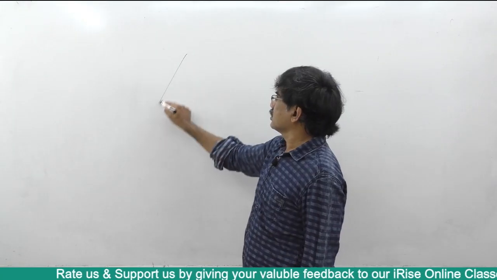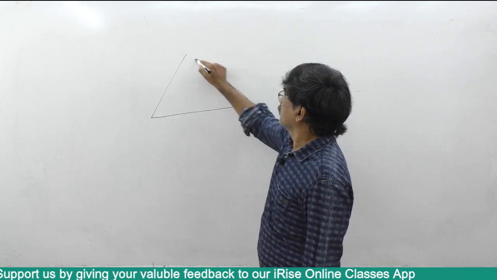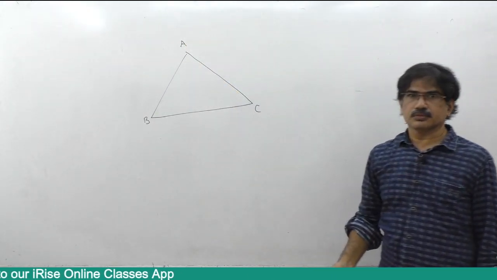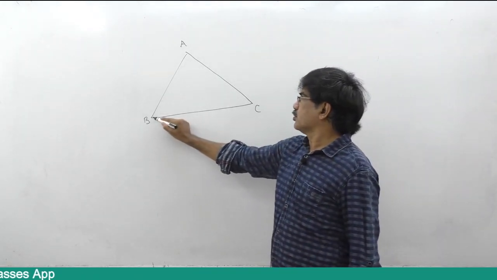Next, this is a triangle ABC and D is a point on AC.